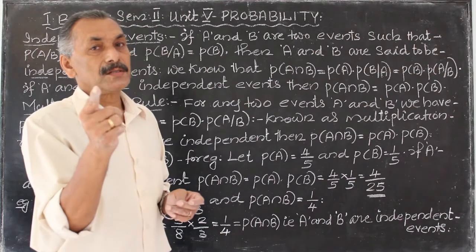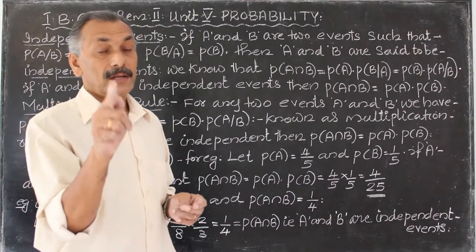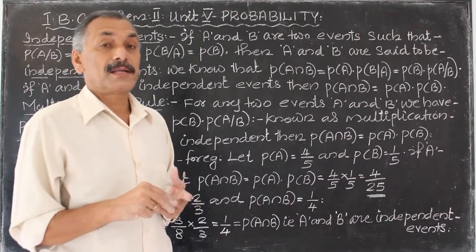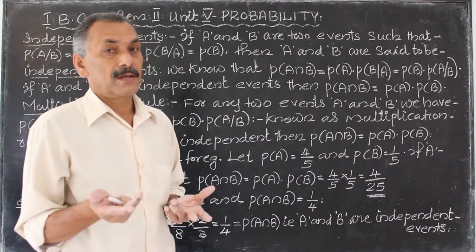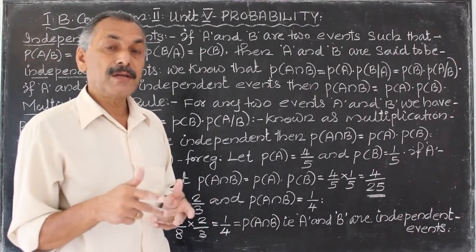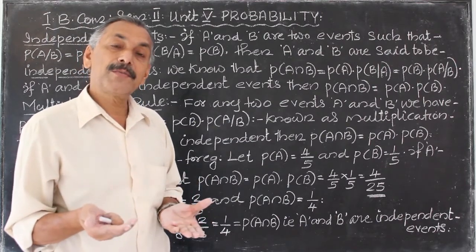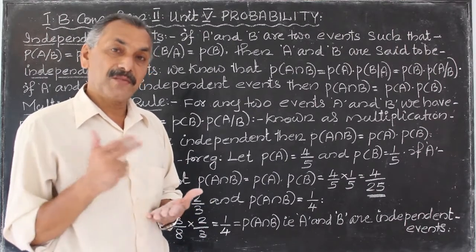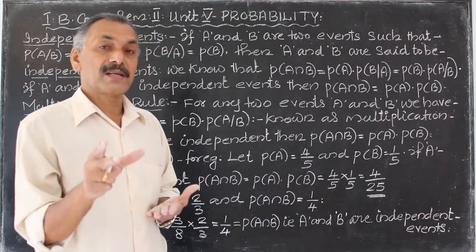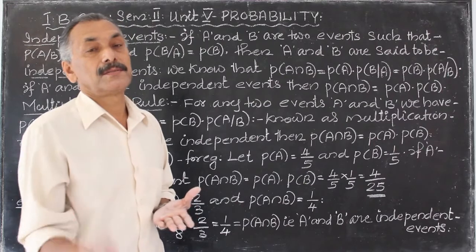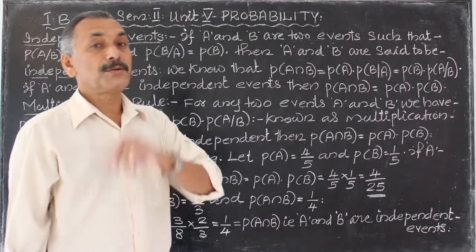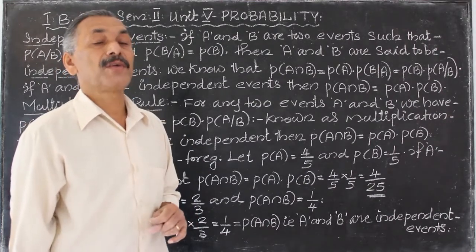In the last class, we have seen conditional probability. Conditional probability of A given B. What is meant by conditional probability of A given B? It is the probability of the event A given that B has already occurred.